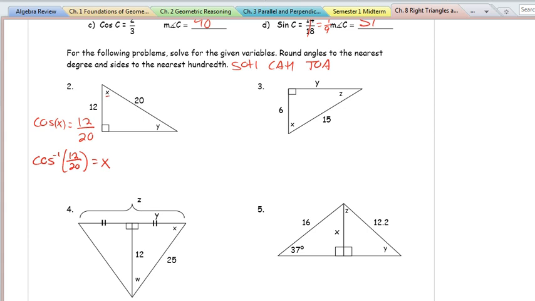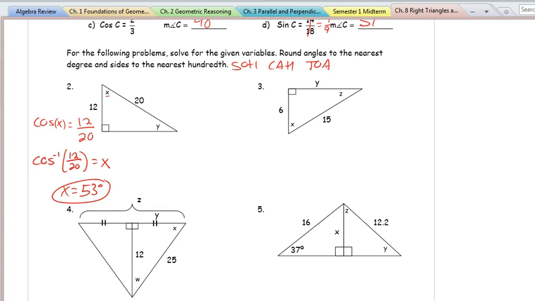So inverse cosine, and I'll let you punch it in your calculator. Second cosine, hit 12 divided by 20, and we get x to be, let's go nearest degree, I believe I said, 53 degrees.